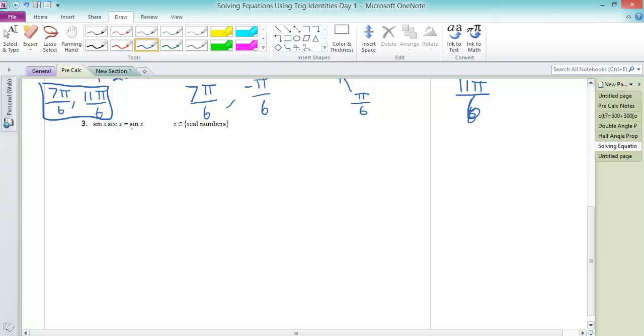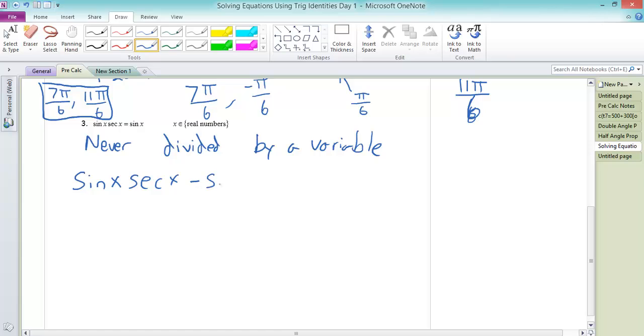Well, I'm going to tell you real fast. If you divide by sine of x on both sides to make this a 1, there's going to be problems because you're getting rid of solutions. And so never, ever divide by a variable because you will get rid of solutions and you'll just get the question wrong. Only subtract and add. So what I'm going to do is subtract that sine of x over to give me the sine of x times secant of x, minus the sine of x.